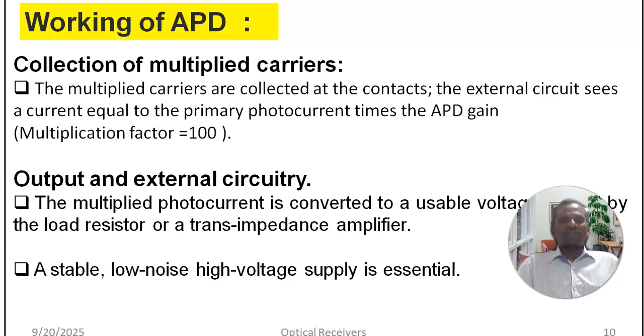The output and external circuitry: the multiplied photocurrent is converted into a useful voltage or current by using a load resistor, and that will be given to the pre-amplifier. Generally the pre-amplifier is a trans-impedance amplifier. Because of this trans-impedance amplifier, it is stable and low noise, and a high output voltage supply is essential. Because this avalanche photodiode will be generating noise which is more than a PIN photodiode.